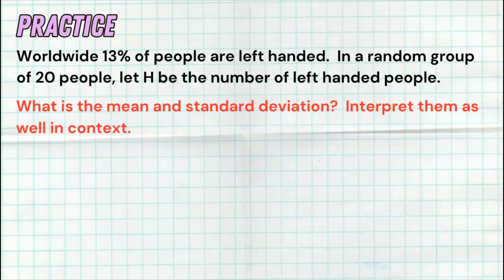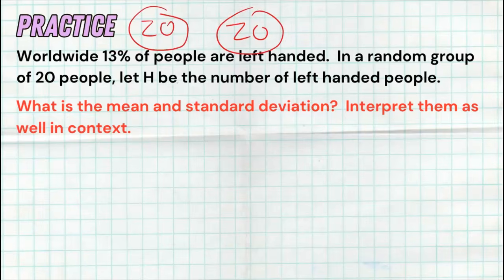What is the mean and standard deviation, and interpret them in context. So what this means is we want to find the parameter. So if we were to look at 20 people and write down how many of them are left-handed, look at another 20 people, write down how many of them are left-handed, look at another 20 people, write down how many of them are left-handed, and do this repeatedly, the mean for the random variable h would be how many of those people are going to be left-handed in the long run.